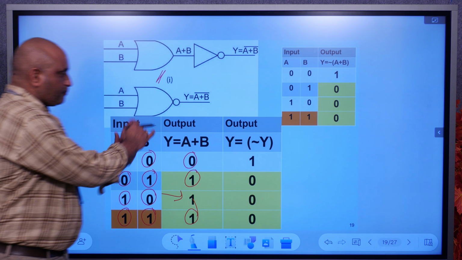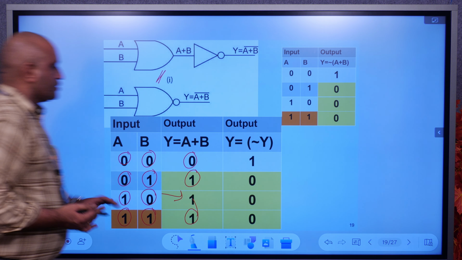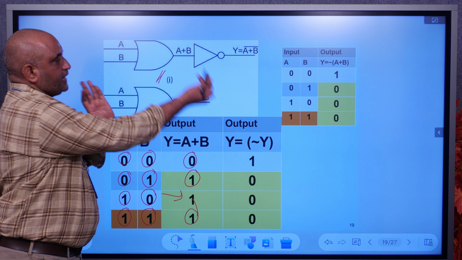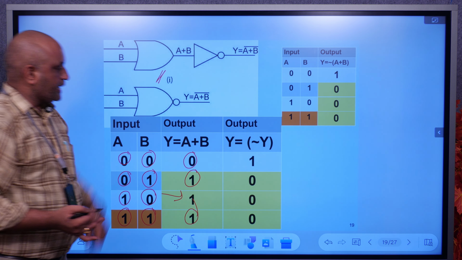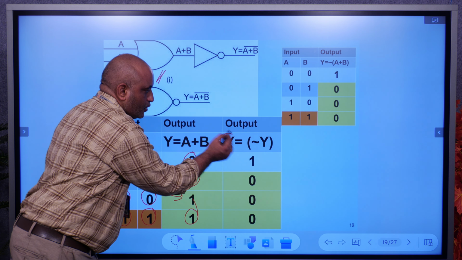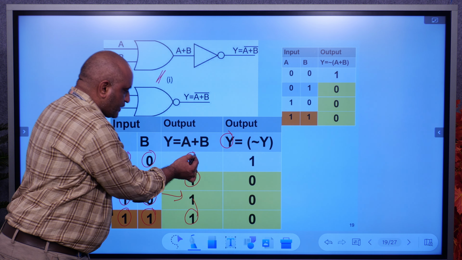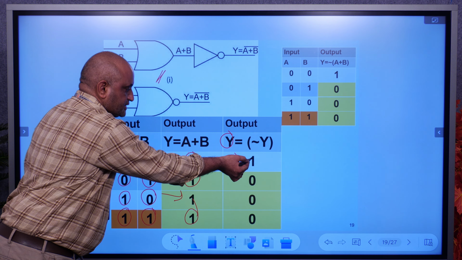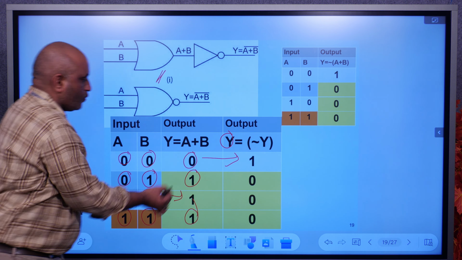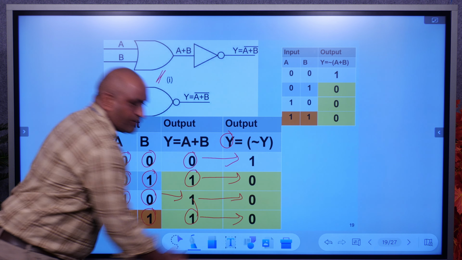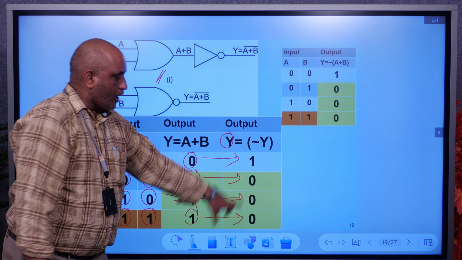Okay, these are simply the inverse of the OR gate outputs, because the OR gate is connected to the NOT gate. This is Y equal to (A plus B) bar, Y equal to Y bar. This is simply inversion. Suppose the OR gate output is 0, the NOT gate converts 0 into 1. 1 is converted into 0, 1 is converted into 0, and also 1 is converted into 0. These are the total outputs.